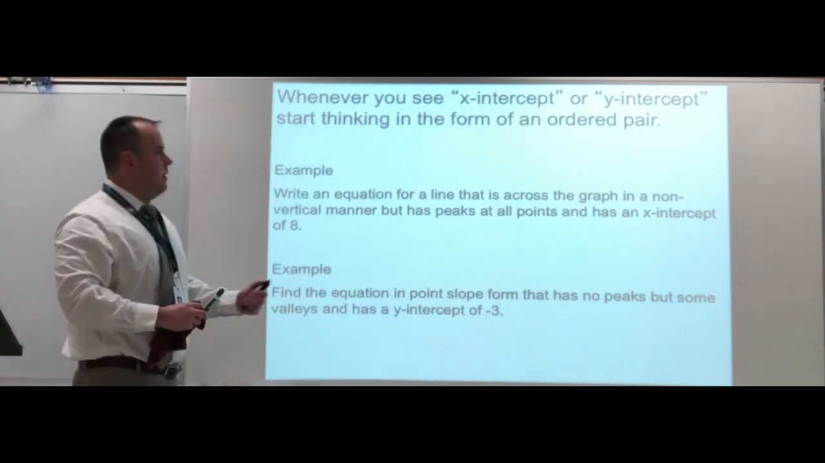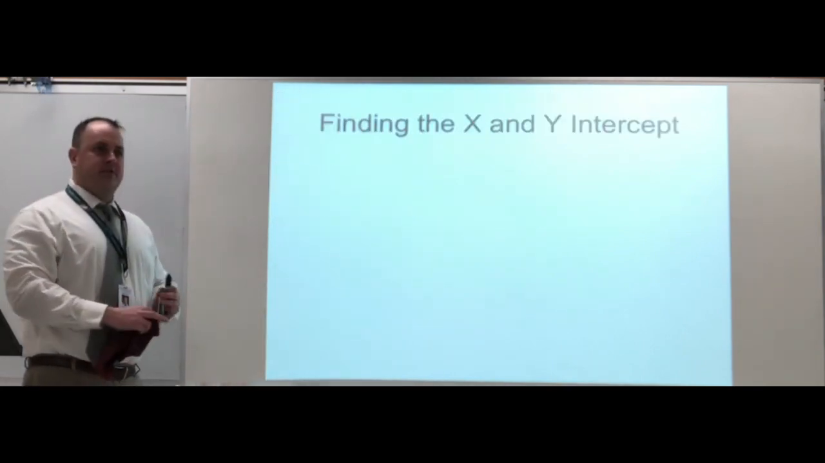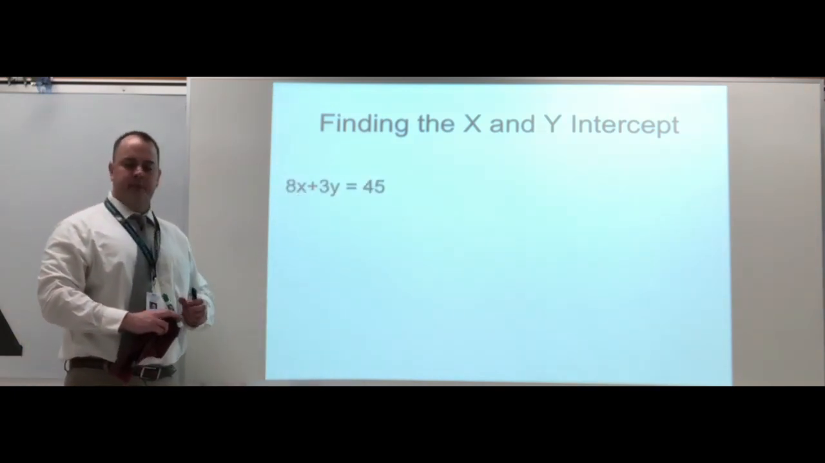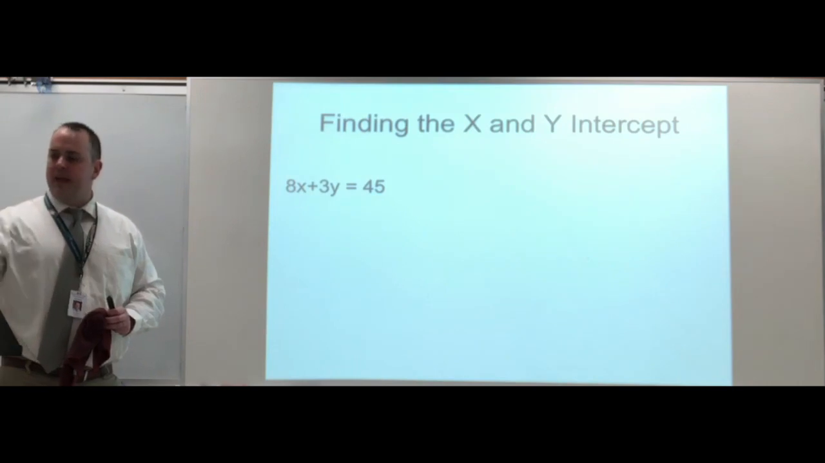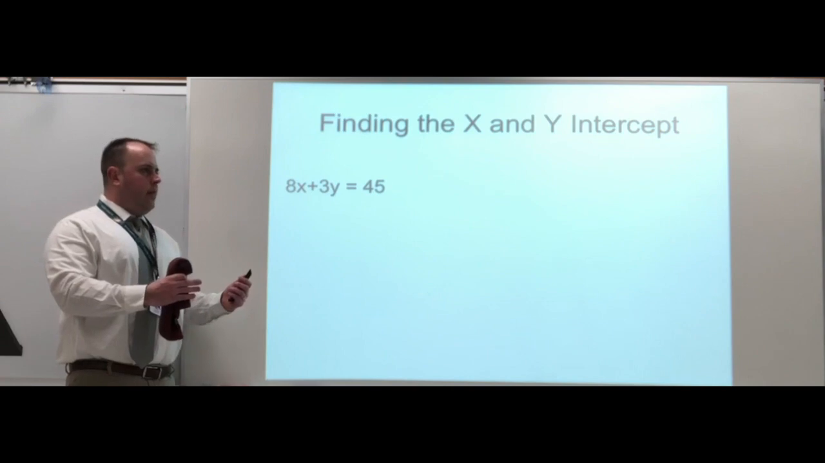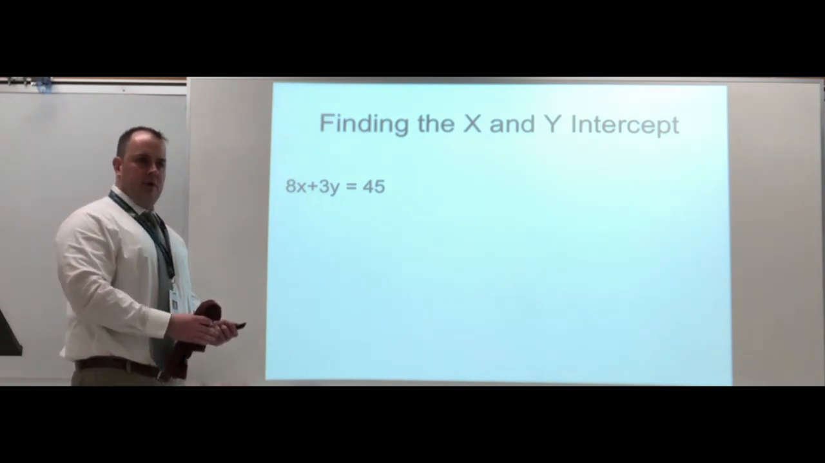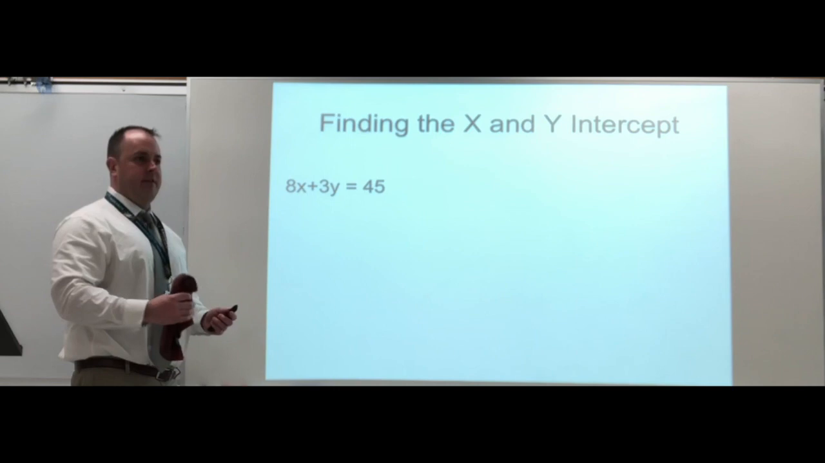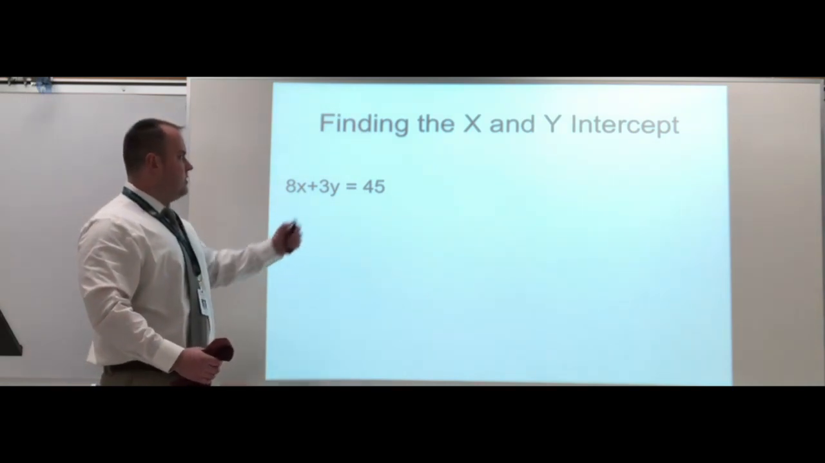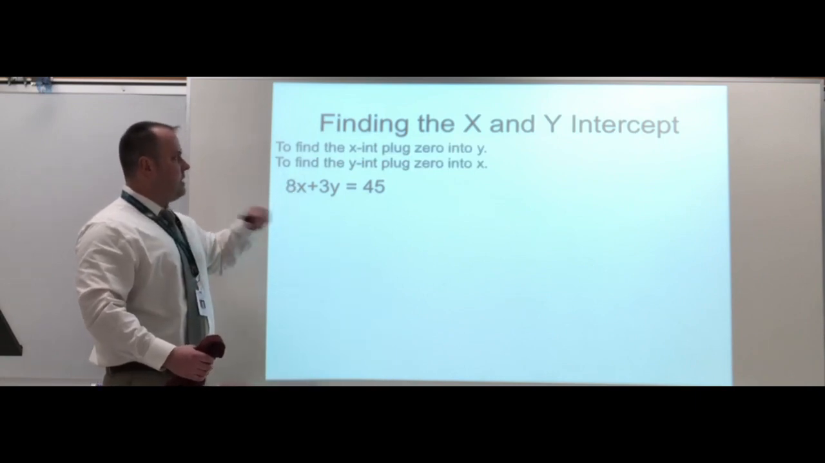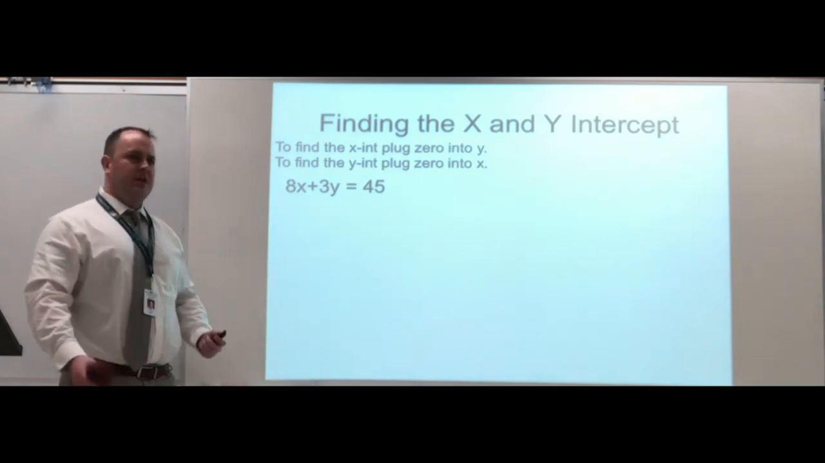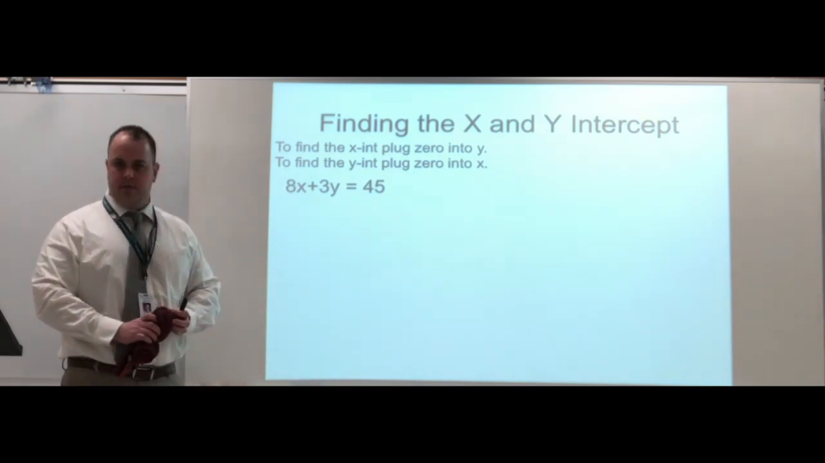Now, moving on a little more, finding the x and y intercept. If you're given an equation, okay, 8x + 3y = 45, this is giving us an equation. And to find the x and y intercept, we're going to use that concept of the x-intercept always having 0 in for y and the y-intercept always having 0 in for x. If you remember that rule, to find the x-intercept, plug 0 in for y, to find the y-intercept, plug 0 in for x. You're plugging 0 in for the opposite variable that you're looking for.